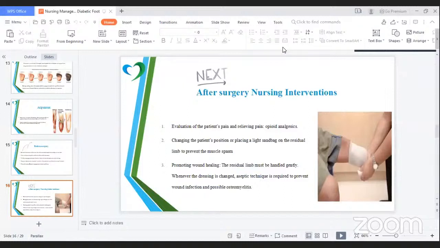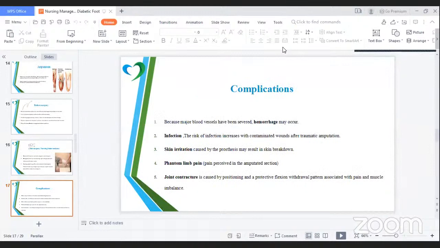The residual limb must be handled gently. Dressing changes should use sterile aseptic technique to prevent wound infection. The most common complications after amputation surgery are, of course, hemorrhage, infection, skin irritation, and the major and most common one, phantom limb pain, and joint contracture.